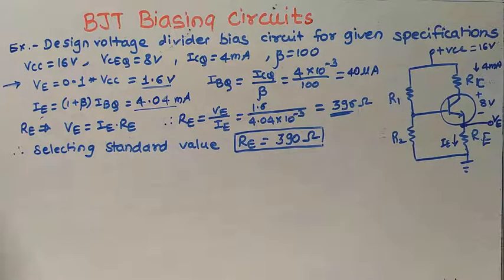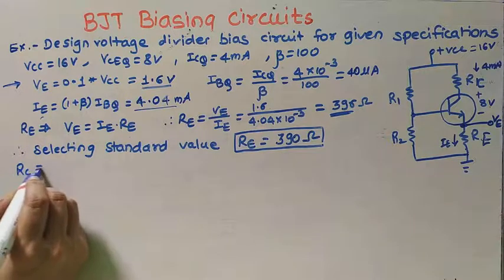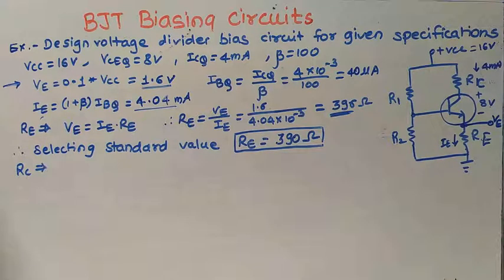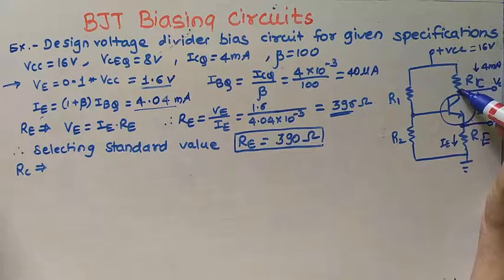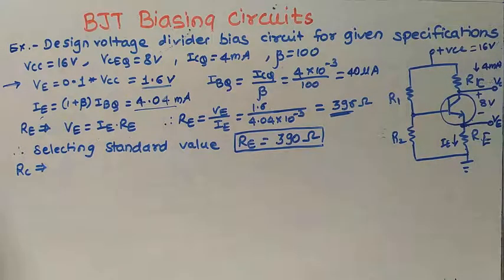After that we have to find out the value of RC, and for that value of RC we can apply KVL to the output loop. So applying KVL we'll have VCC minus ICRC minus VCE minus IERE is equal to 0. Okay, or you can also use the other formula, means at collector terminal we have a voltage called VC, and by applying KVL from this point to this VC point you can find out the value.